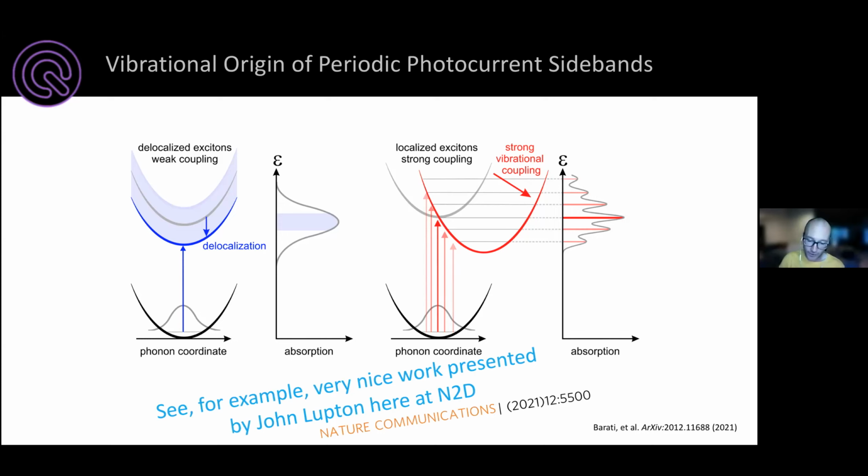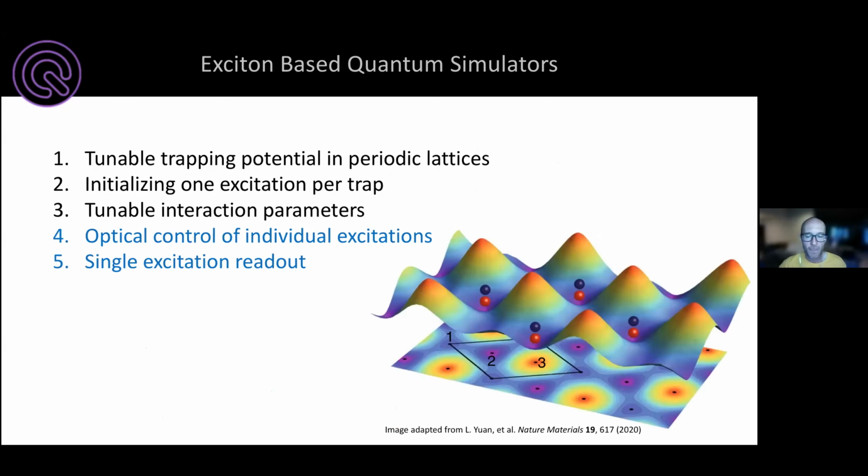And again, earlier this week, we saw some nice work by John Lupton where he showed very clear vibronic progressions, but in a very different measurement. Here we're measuring essentially absorption and seeing them under really sensitive photocurrent measurements. In his case, he was doing this up conversion process where you would see emission from these vibronic progressions. So the last thing I want to say is that there's, I think, a big future in these quantum simulators.